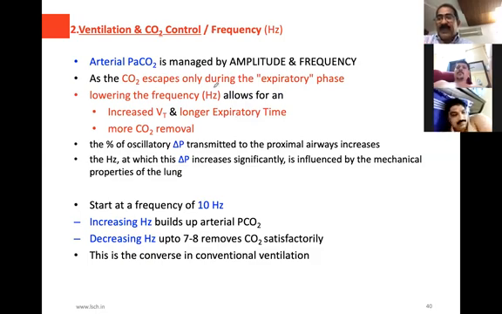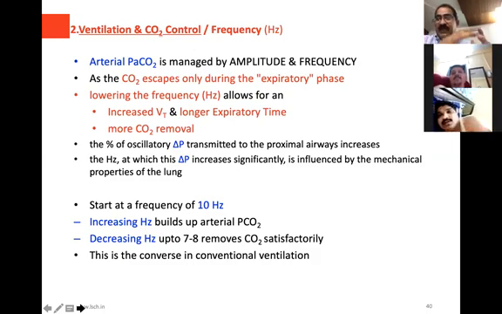The percentage of oscillatory delta P transmitted to the proximal airways increases as the frequency at which the delta P increases significantly. This is influenced by the mechanical properties of the lung. Usually, if it's a much bigger child, you could start with a frequency anywhere around 8 to 10. If it's a smaller baby, you could start anywhere around 10 to 11.